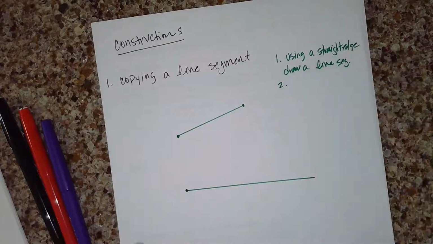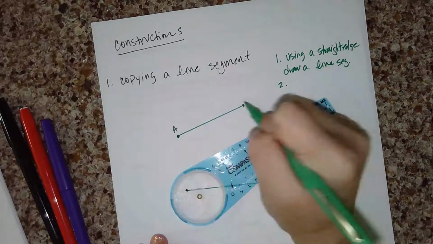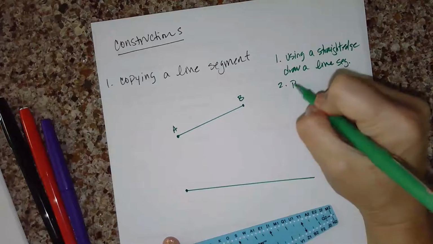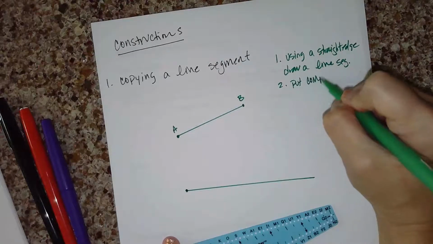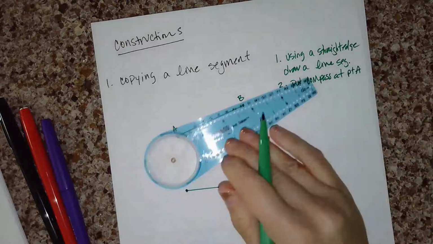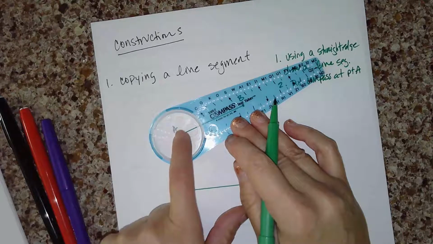Okay, step 2, place your compass. So we'll call this point A and point B, okay? So put your compass at point A. What that means is the middle of this little dot here needs to be right on that line segment.